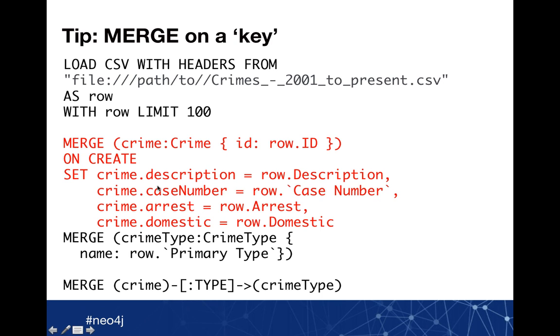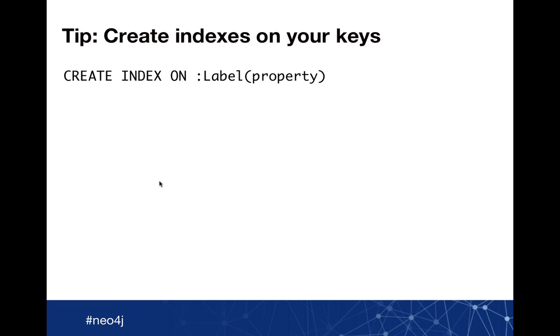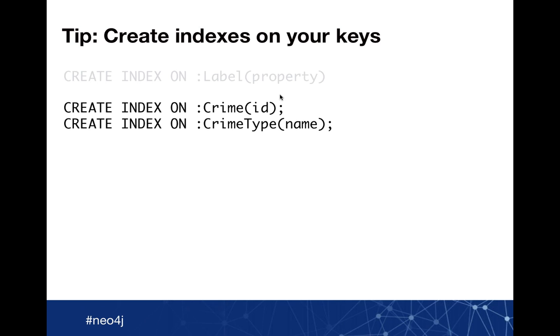So always merge on a key. As I mentioned, you want to create some indexes on your key. Neo4j lets you store indexes, and as you can see from the syntax, they're stored on label property pairs. So nodes can have labels, and then you can say, well, for nodes with this label, I want to index this property. So that's what the syntax looks like, and then in our graph so far, this is how we might index it. So we might go, hey, I want to create an index on nodes of crime label and the ID field, but for crime type, I want to do name.